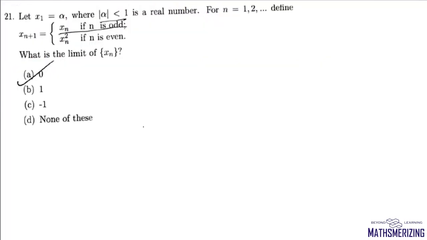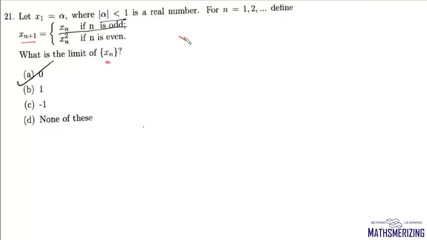So the answer to this question is k equals L, but the sequence may not converge, and that's your option C. Now question number 21 is: let x1 equals alpha, where mod alpha is less than 1 and it is a real number, and we have defined xn plus 1 as xn if n is odd and xn square if n is even. Now we need to find the limit of the sequence xn.